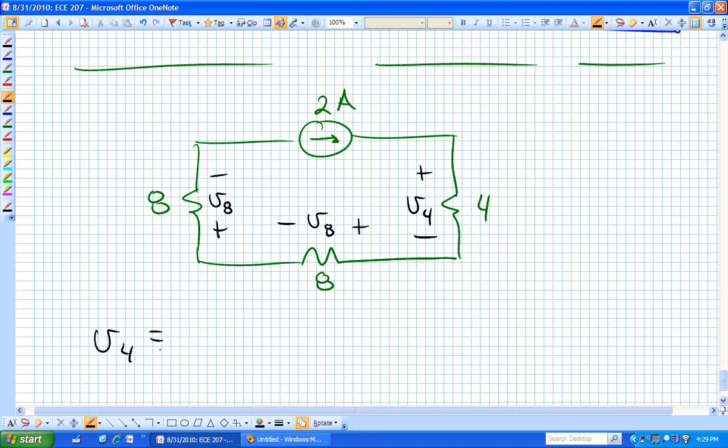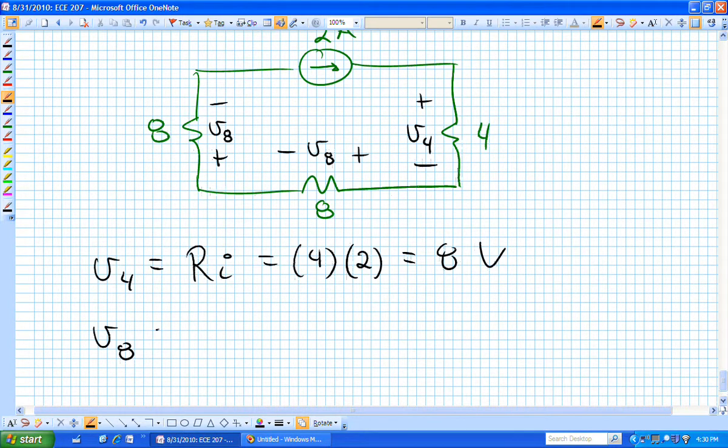V sub 4, what's that? If you forget everything, you should know R times I. And now you just need to make R the correct R and the I the right I. What is R? That's 4. What's I? And that particular relationship indeed did satisfy the passive sign convention. The current was going into the positive terminal, so we have a positive R times I. That's now 8 volts.